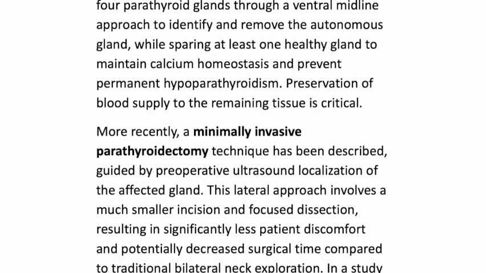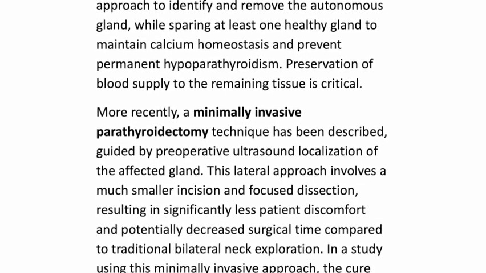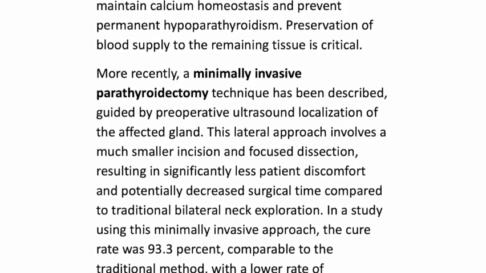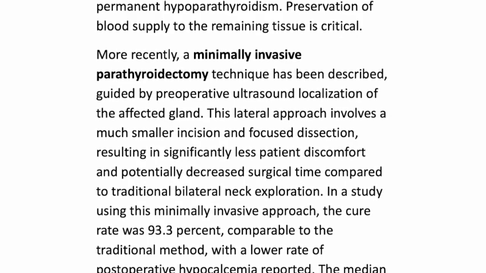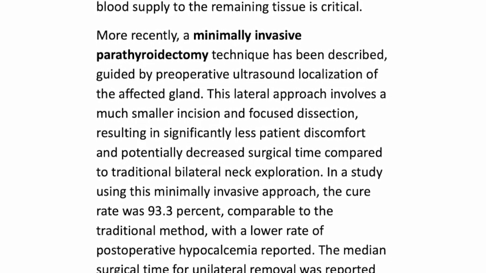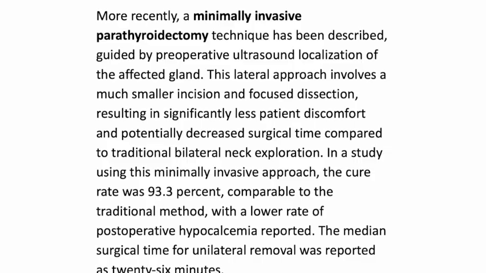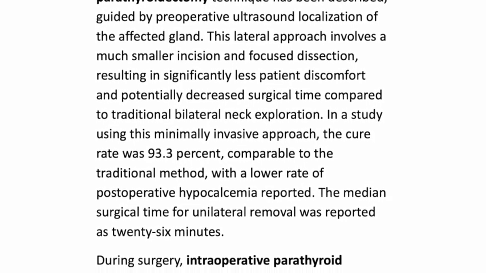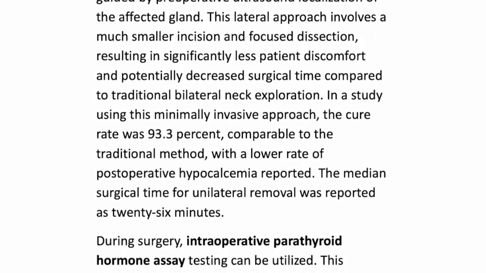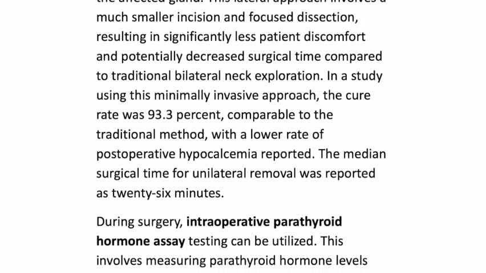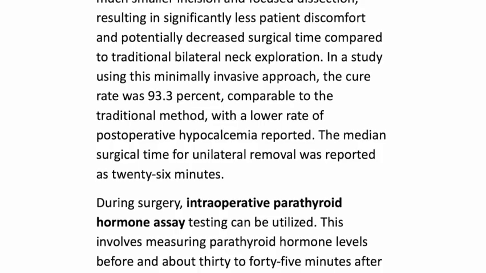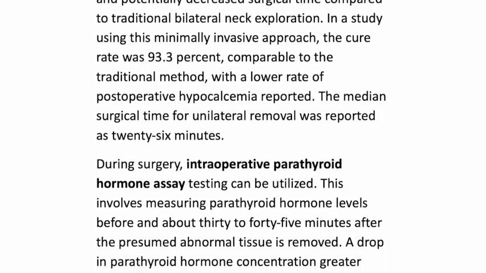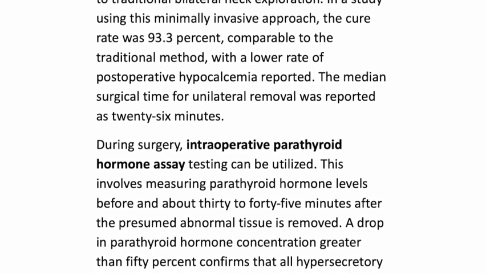More recently, a minimally invasive parathyroidectomy technique has been described, guided by preoperative ultrasound localization of the affected gland. This lateral approach involves a much smaller incision and focused dissection, resulting in significantly less patient discomfort and potentially decreased surgical time compared to traditional bilateral neck exploration. In a study using this minimally invasive approach, the cure rate was 93.3%, comparable to the traditional method, with a lower rate of postoperative hypocalcemia reported. The median surgical time for unilateral removal was reported as 26 minutes.